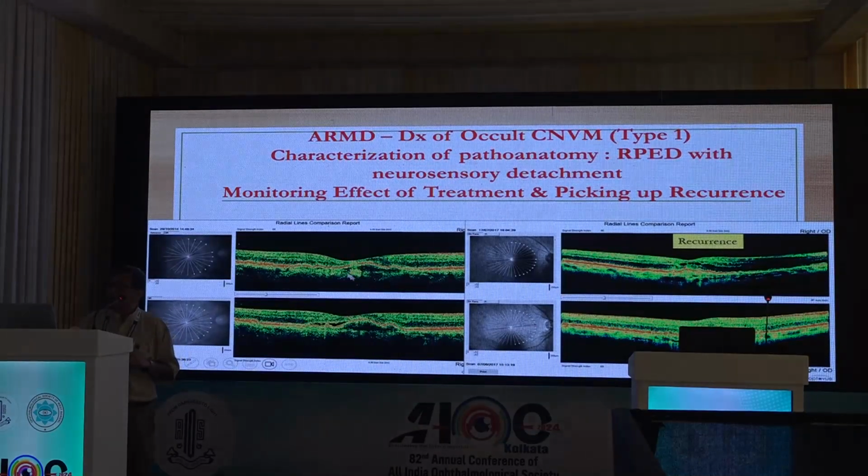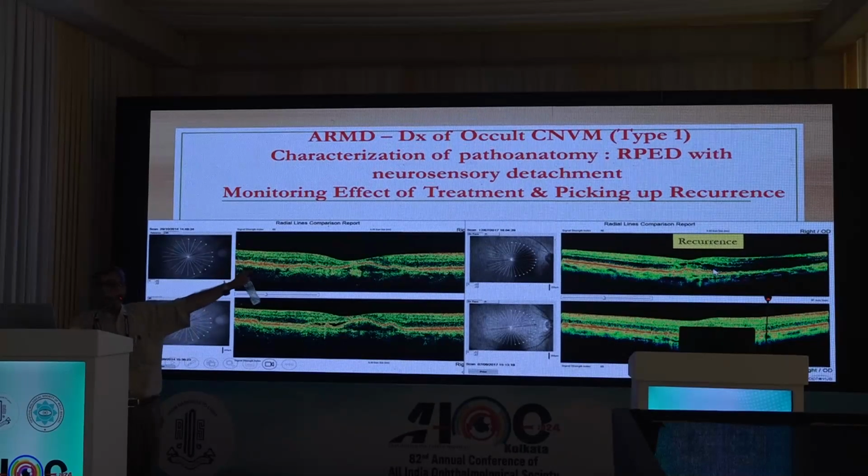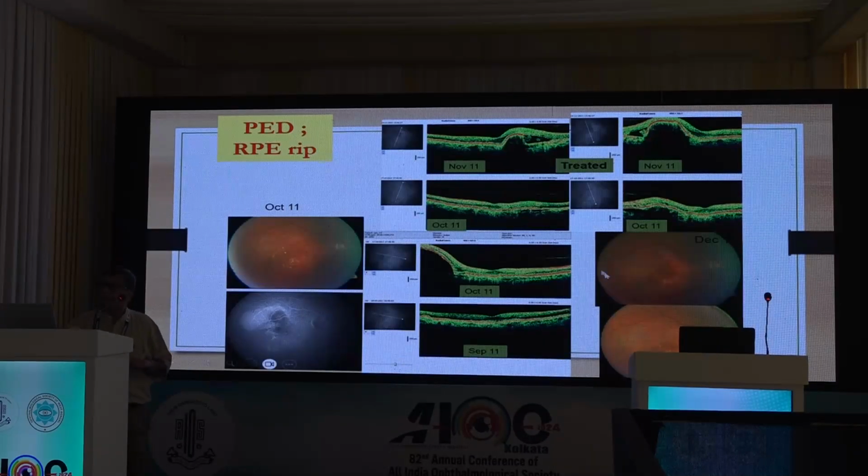What about this? You have a patient, RPE detachment is there, subretinal fluid is there. How do you monitor? You see the next time, the fluid is gone. You follow up, and then when there's a recurrence, what do you see? Intraretinal cysts have come. So you diagnosed, you followed up, you picked up the recurrence. All the things you can do on the OCT.